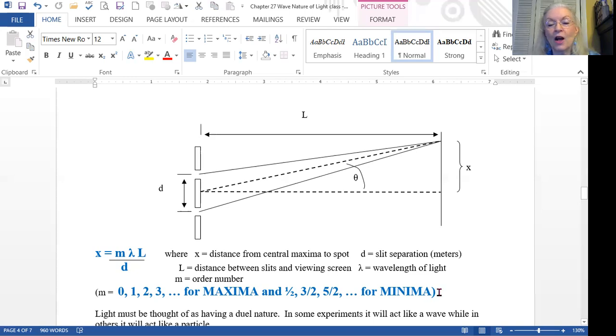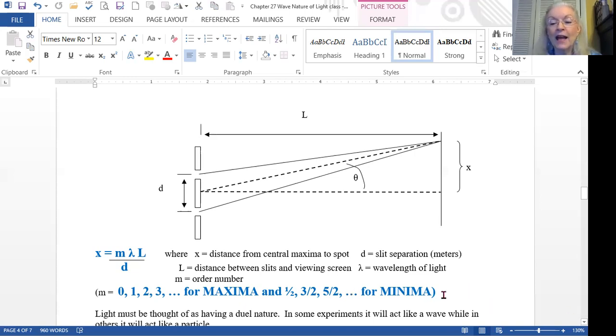Now, for those dark spots, for the minimas, m has a value of 1/2 if you're looking at the first order minima. So it's that first grouping of dark spots either to the right or the left of the bright spot in the middle. First order minima, m is 1/2. Second order minima, m is 3/2. So the second grouping of dark spots, m is 3/2. For the third order minima, it would be 5/2, and then so on.